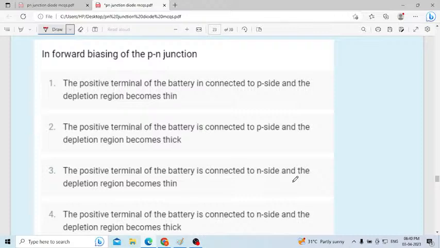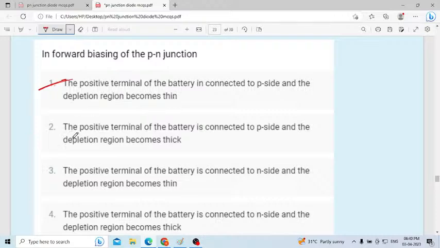The positive terminal of a battery is connected to the P side and the depletion region becomes thin. This option 1 is the correct answer. It is easy because in forward bias the positive terminal is connected to the P side, and the depletion region is very thin.